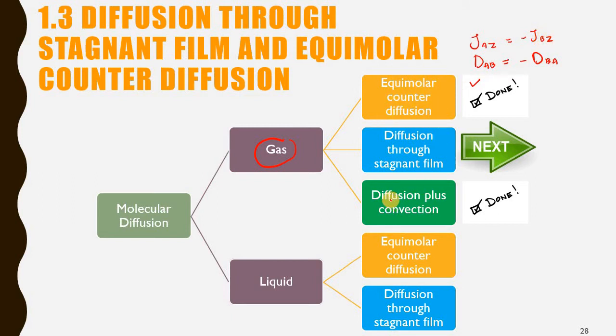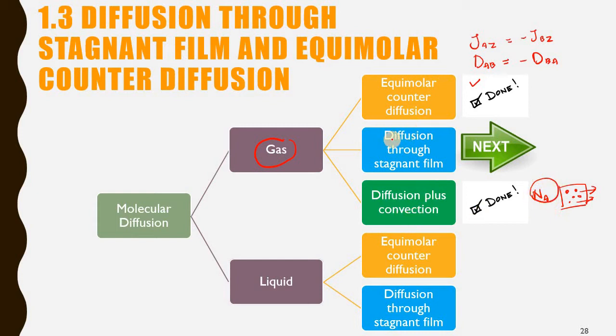So next we touch on diffusion plus convection. Here I introduce you to another term, NA, the flux of A, where the diffusion of component A happens when the whole fluid is moving. So the component A is moving, and the fluid is also moving. Okay, so this is diffusion plus convection.